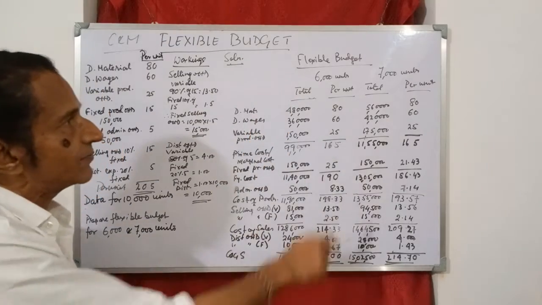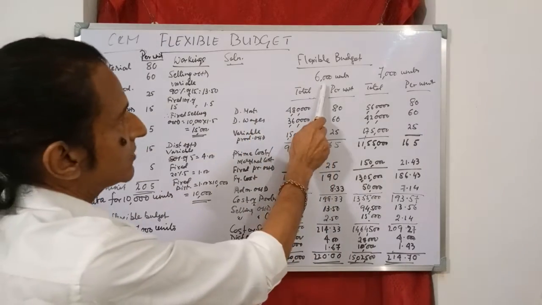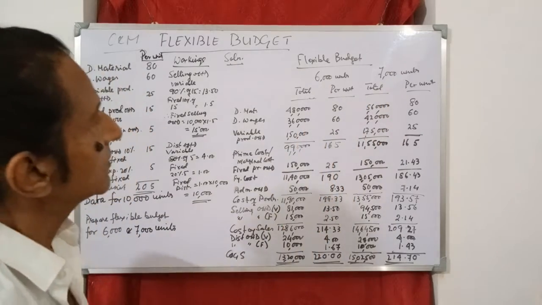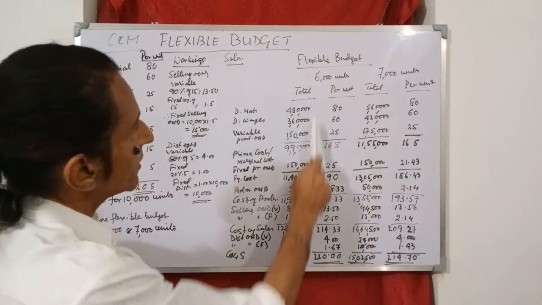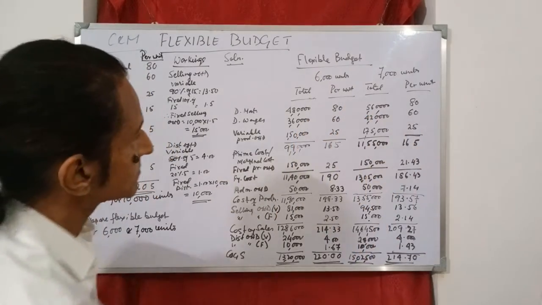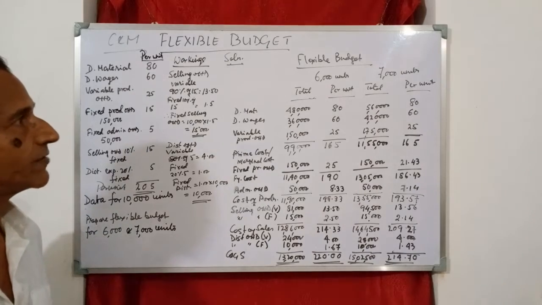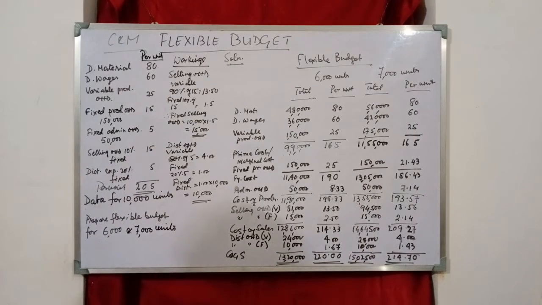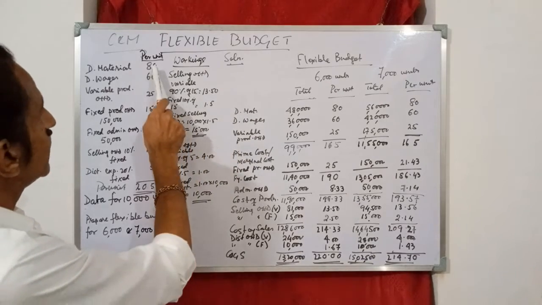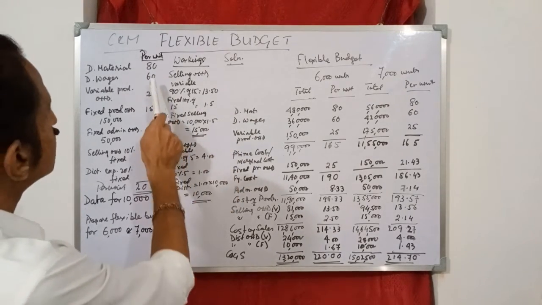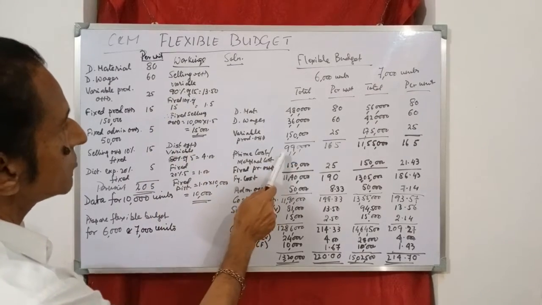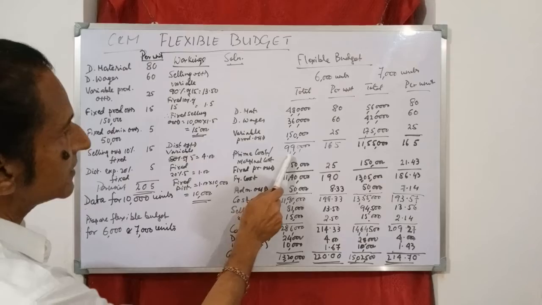And here we have prepared the flexible budget for 6,000 units and 7,000 units. For each level of activities, we have done two columns. One is total column and the other is per unit column in both the cases. That means in both the levels of activities. Correct? So we have started with direct material, which is given 80, direct wages given 60, variable production overhead given 25 per unit. So we have found out the prime cost or marginal cost.